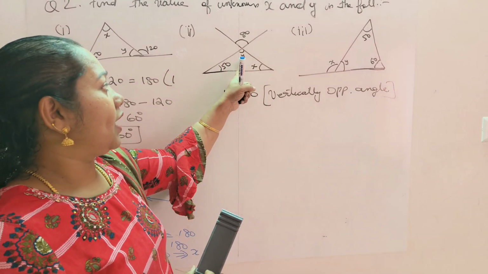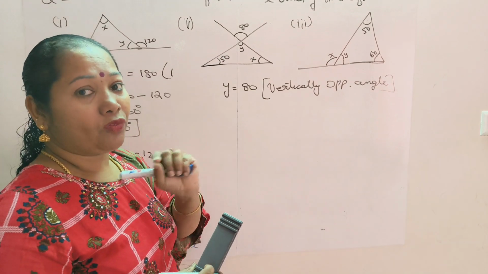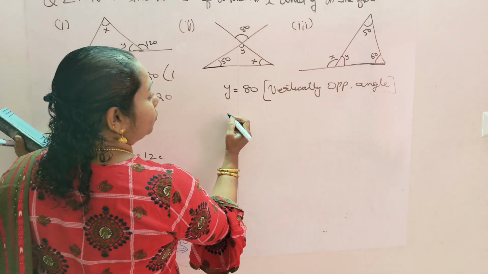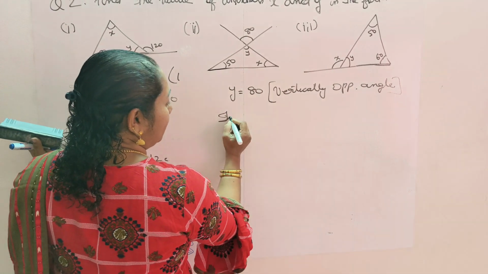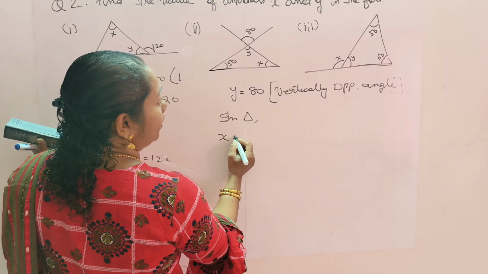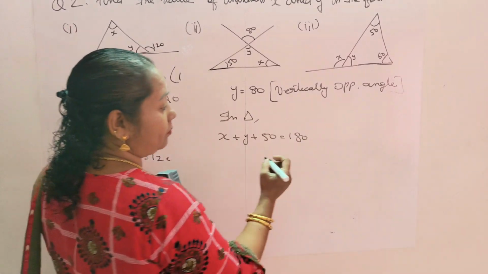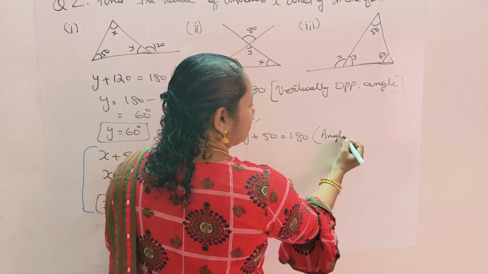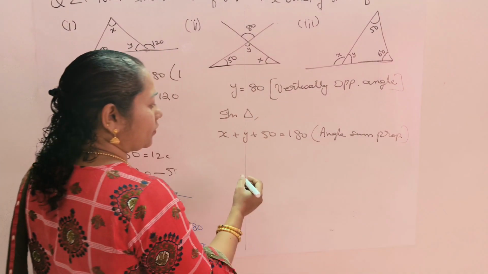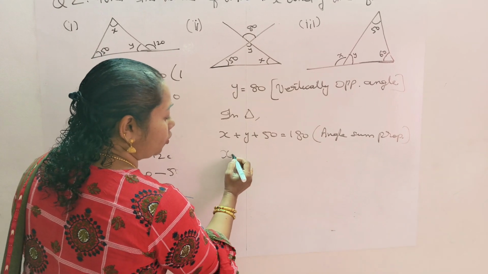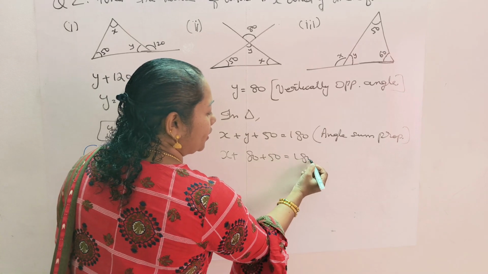Since we got one of the angles inside the triangle and the other one is already given, the third one can be found out very easily. So how can we do that? We can use the angle sum property. That is, in the triangle, x plus y plus 50 is equal to 180 degrees. Same angle sum property. The value of x is not known, y's value is 80 degrees, plus 50 is equal to 180 degrees.